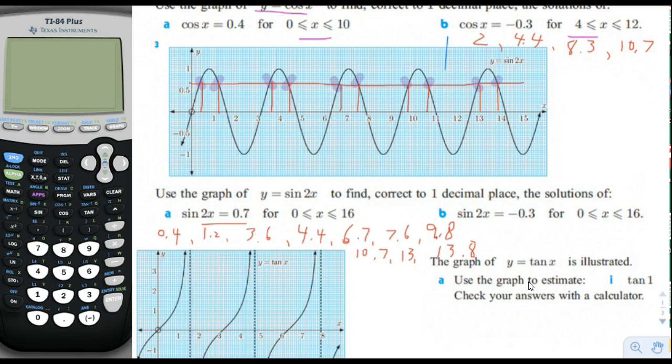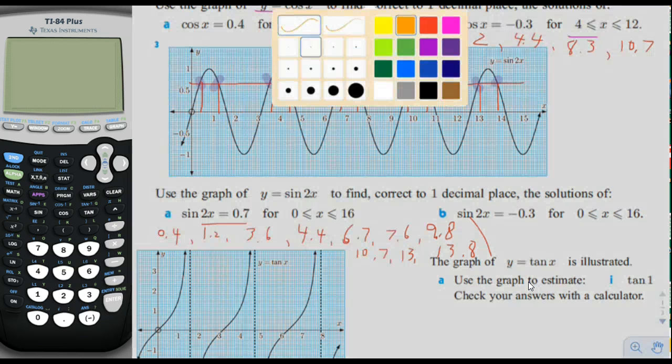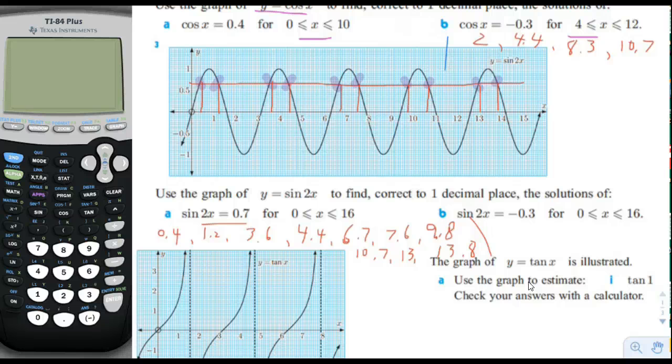Now what about when sine of 2x is equal to negative 0.3? Negative 0.3 would be about here. Yeah, let's say about like that. So this one's about 1.8. I'm going to mark these so you know what I'm looking at here. There, there, there, there, there, there, there, there, there. Okay. This should be about 2.9. This should be about 5.